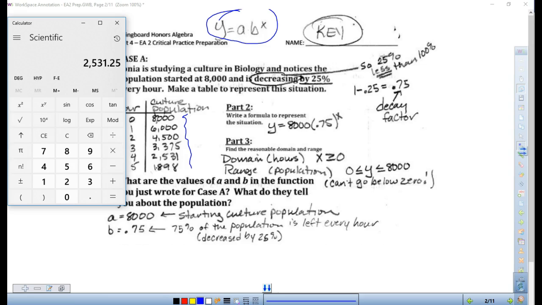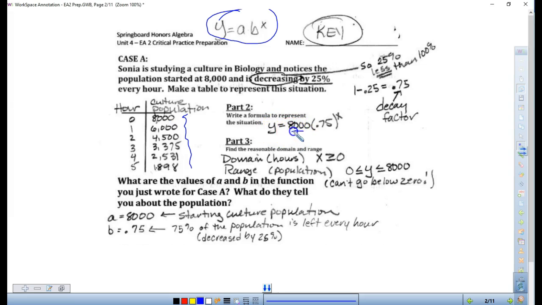Now, I rounded. I decided you couldn't have a partial bacteria, so I just went for a whole number. It didn't tell us to round, I just used a little logic there. So I went a little ways and found out some populations there. Then for my formula, I knew that the starting amount was 8,000, and I had figured out that the decay factor was 0.75 to the x.